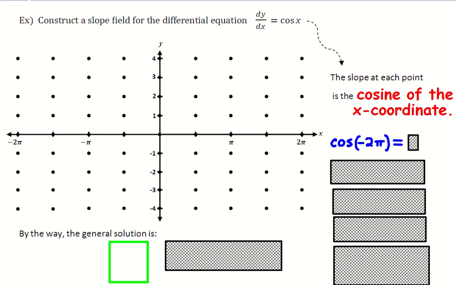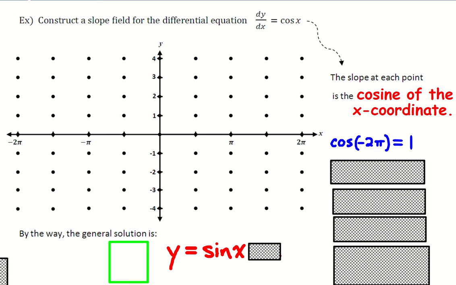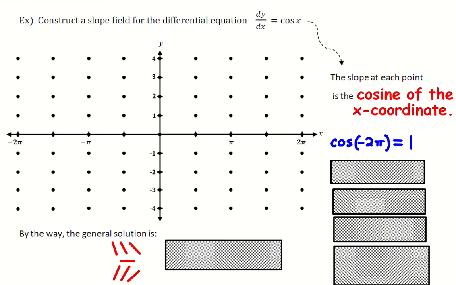So all of these points where the x-coordinate is always negative 2 pi, looks like that's going to be 1. That was a little premature. Here we go, baby. The biggest one yet in live time.